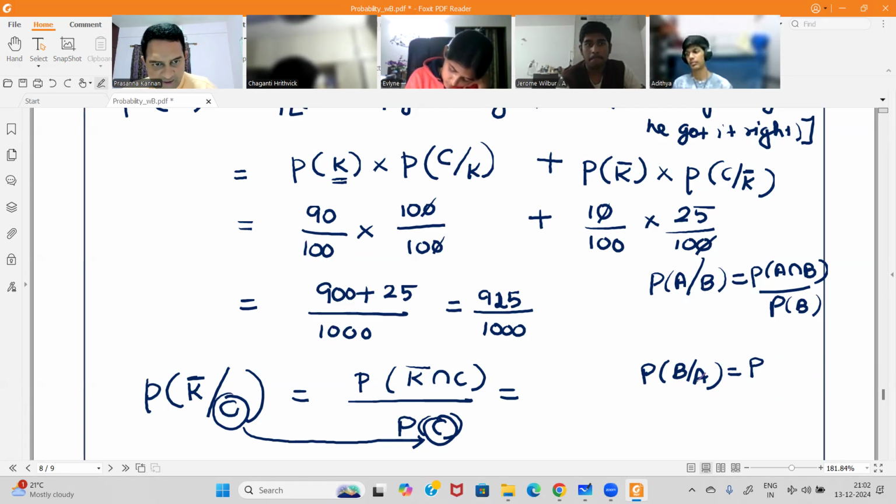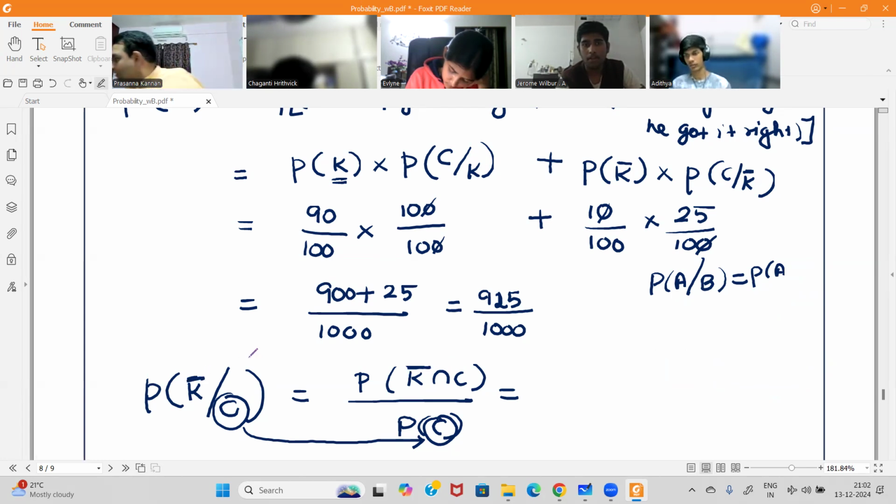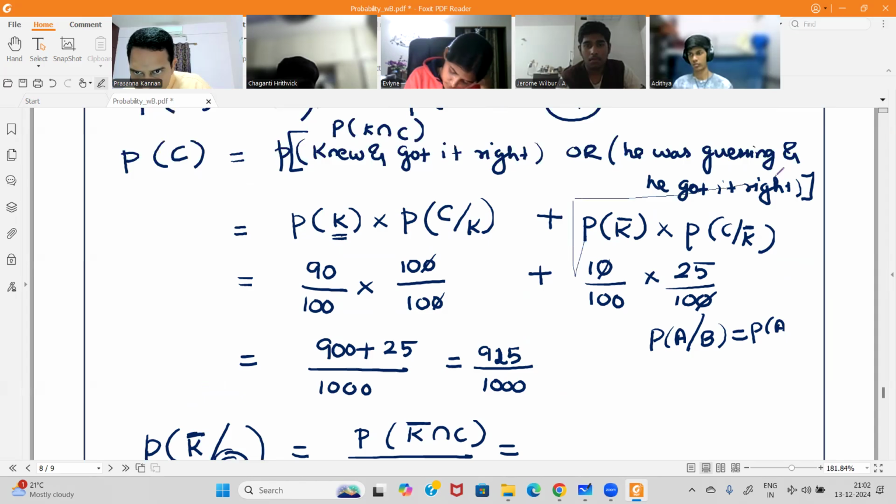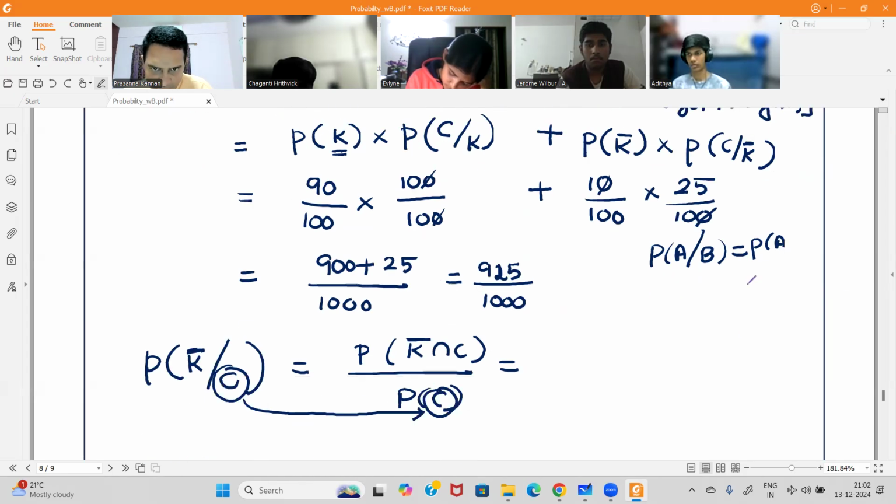Okay. So therefore, what is P of K bar given C? P of K bar intersection C by P of C, sir. Very good. So what is P of K bar intersection C? Is it not this part? That means what? K bar means what? He was guessing or he knew it? K bar means what, Jerome? He was guessing, sir. And what is C? He got it right. Correct? So this is nothing but this probability, right?